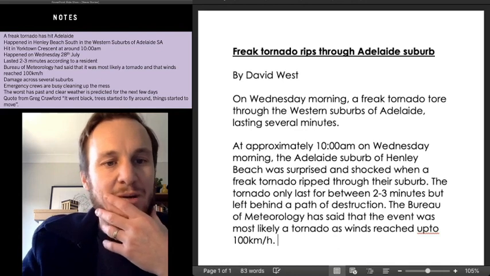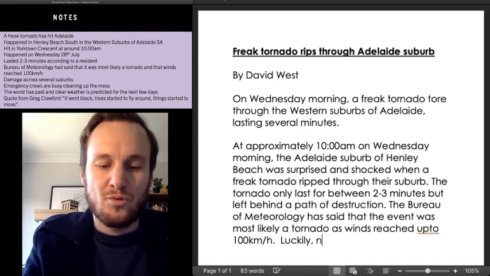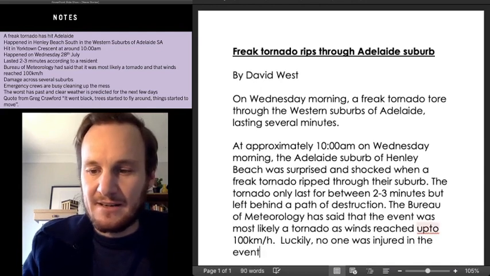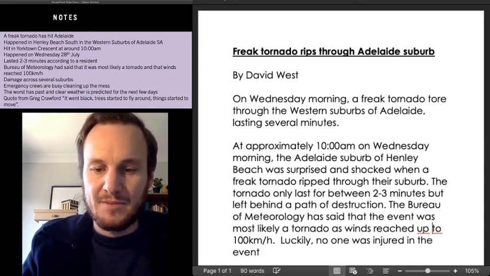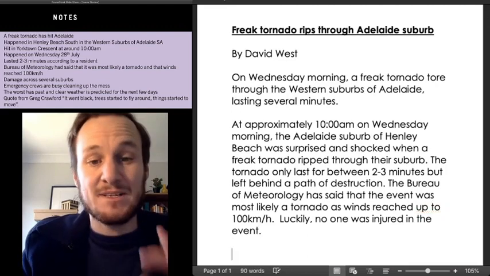Now, one thing I didn't talk about in the top part, which I'm going to put in there, and say, luckily no one was injured in the event. I think it's really important to write that, because otherwise you're not answering a question that's really important. Now that's my second paragraph done.